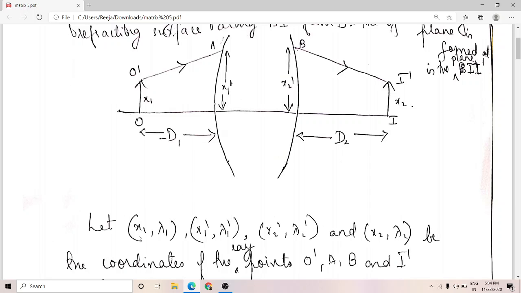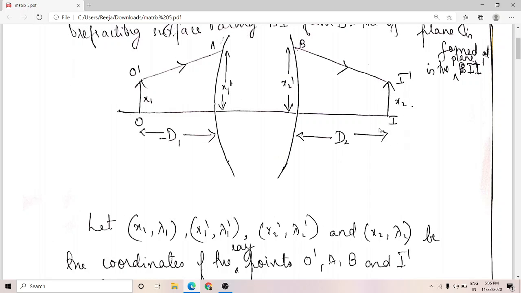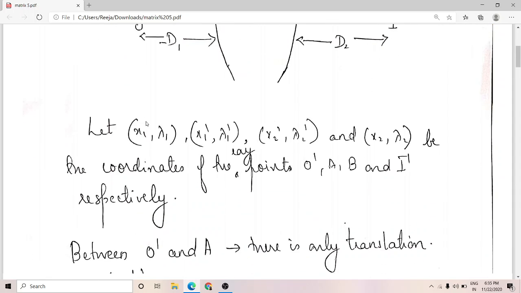Now let us assume x1 lambda 1, x1 dash lambda 1 dash, x2 dash lambda 2 dash and x2 lambda 2 be the coordinates of the ray points at O dash, A, B and I dash. So at O dash it is x1 lambda 1, at A x1 dash lambda 1 dash, at B x2 dash lambda 2 dash and at I dash x2 lambda 2. So this x2 lambda 2 we have to represent in terms of x1 lambda 1. So let us write the first equation.